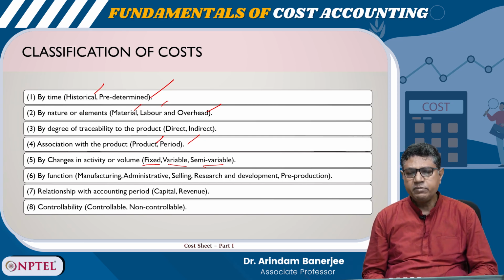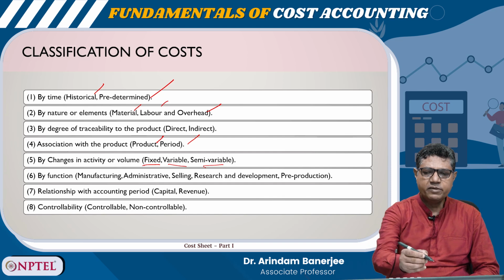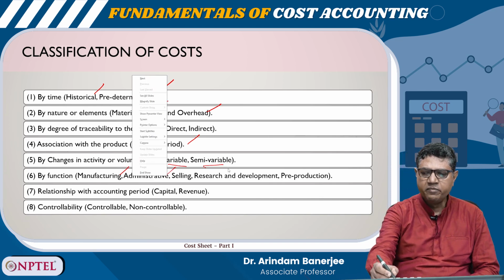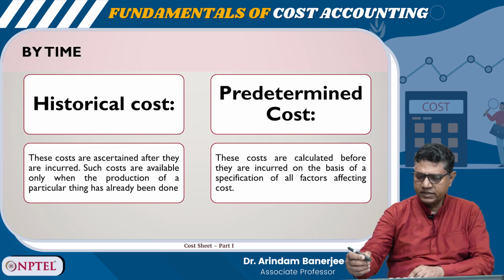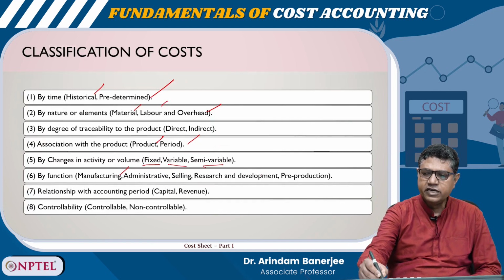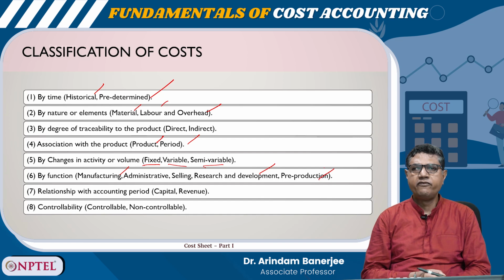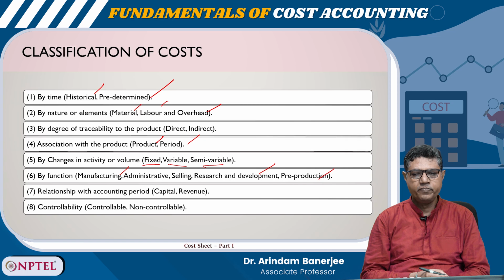Then it can be classified by function also. Function means it can be related to manufacturing, administration, selling, research and development, or pre-production. So, depending on their function, we can also classify the costs.